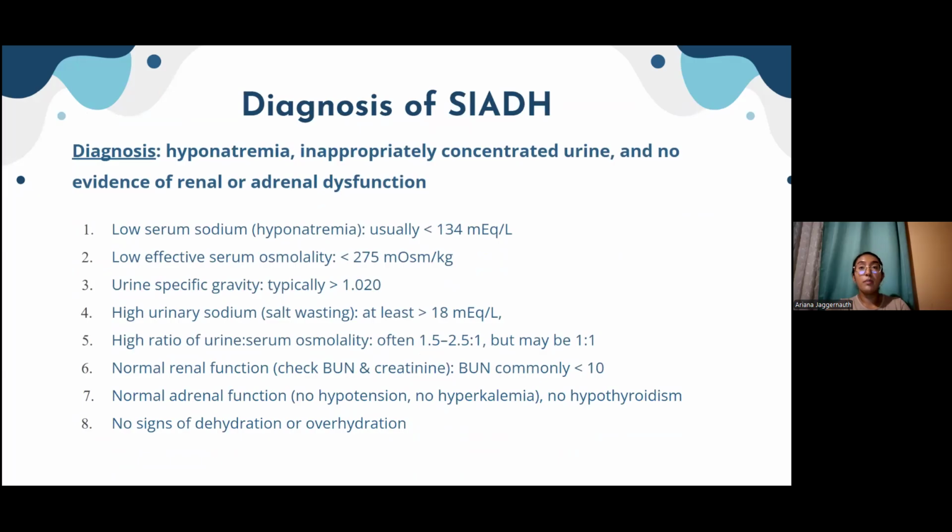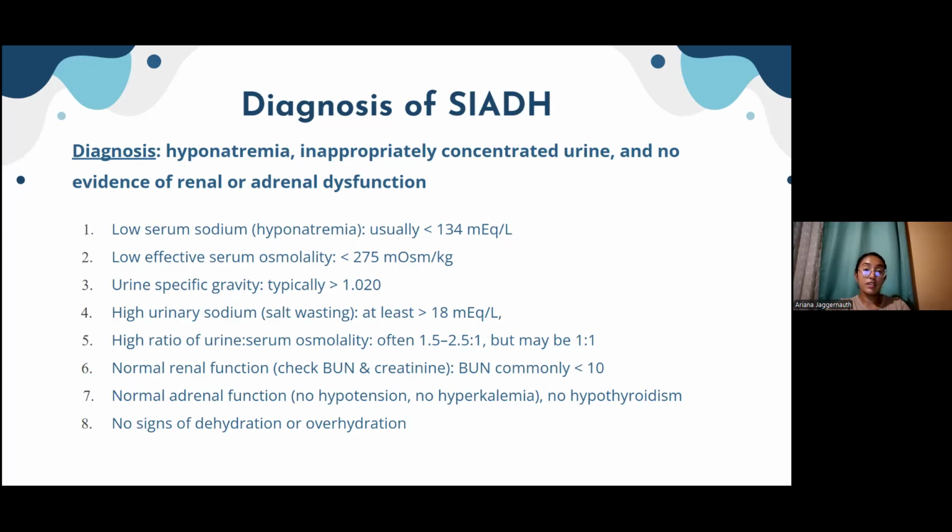There are three hallmark features that outline the diagnosis of SIADH, namely hyponatremia, inappropriately concentrated urine, and the absence of both renal or adrenal dysfunction. Just dividing that into a little more detail, the patient needs to be hyponatremic, usually a sodium less than 134, because we know that normal is between 135 and 145. A low effective serum osmolality, less than 275 milliosmoles per kilogram.